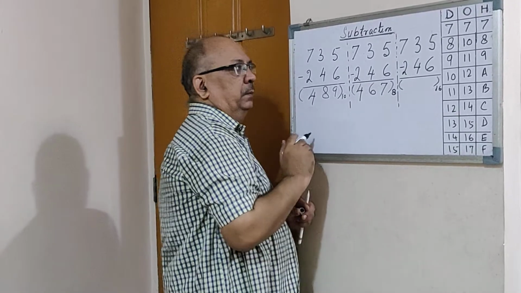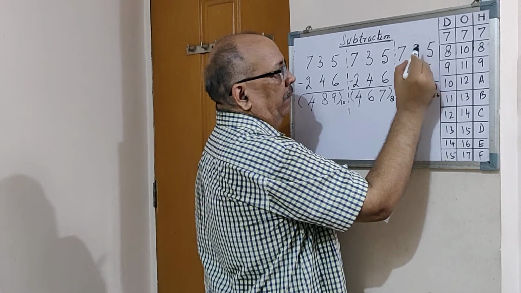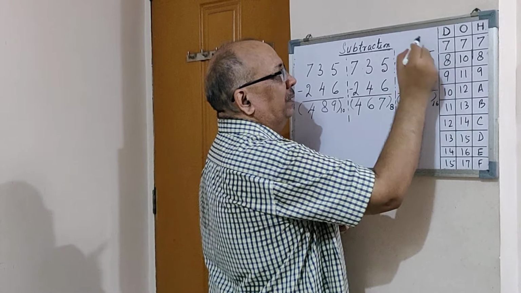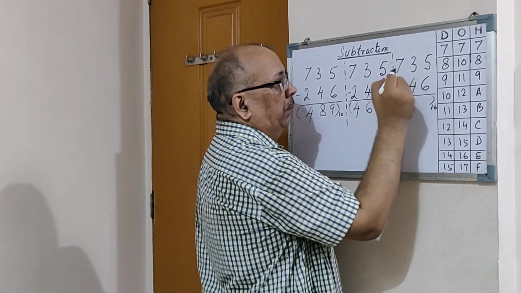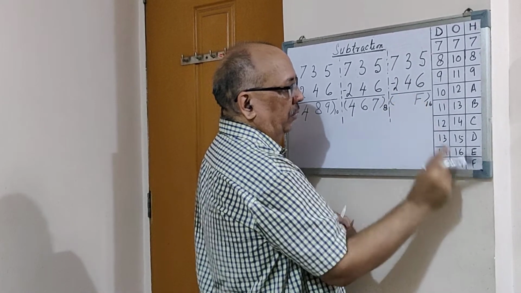Let's go to the hexadecimal now. So it is 6 to be subtracted from 5 again. But since 6 is greater than 5, it is a borrow. Now the borrow will be 16. 16 plus 5 is 21. 21 minus 6 is nothing but 15. So we have to write here F. You can see here it is 15.